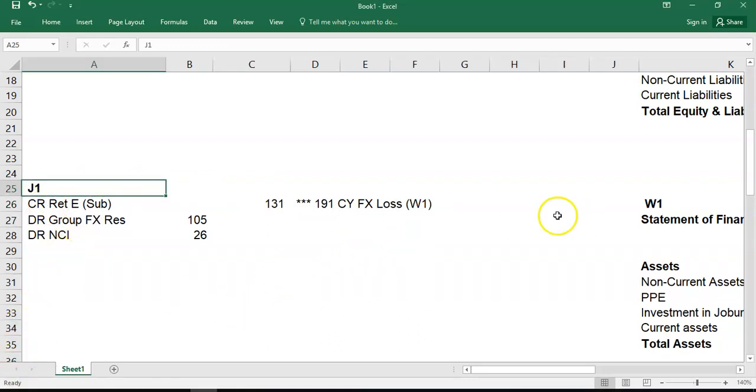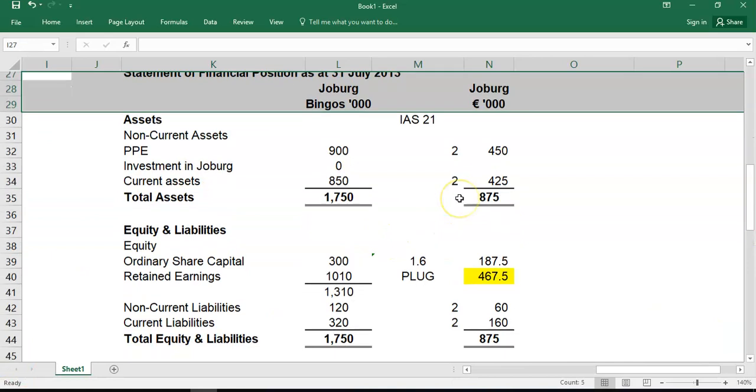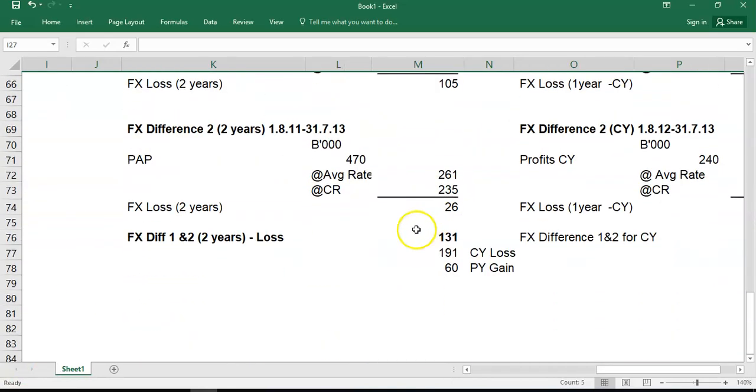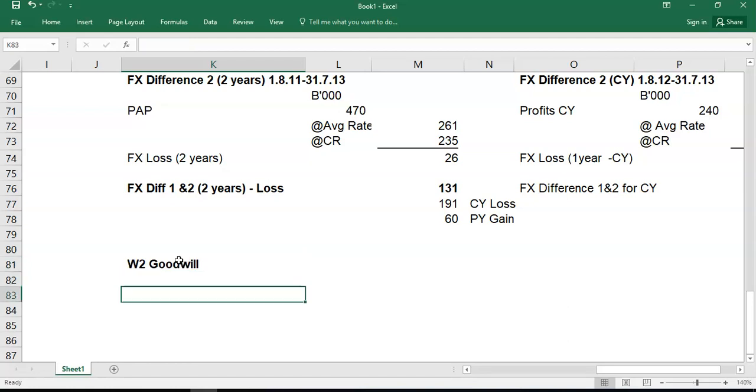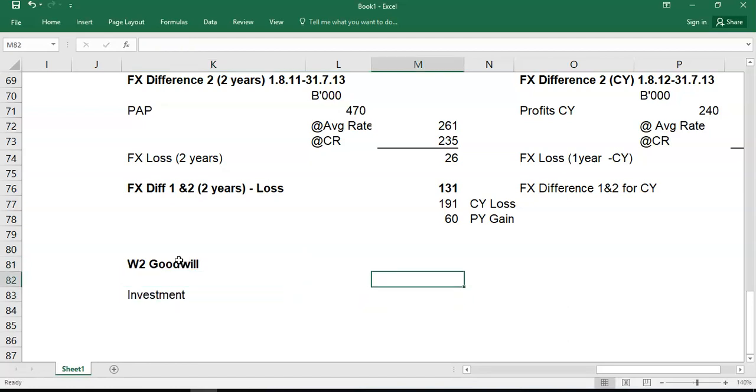So once you've that set up now, we have a euro set of financial statements. We have all the FX differences done. We're now going to come to our normal working 2, which is usually our working 1, but we have to do FX first. We're now going to do goodwill. Like we would do normal goodwill for anything. We're going to do investment, and we're going to look at the parent, and we're going to look at the NCI, and we're going to look at the total. So that is 80%.